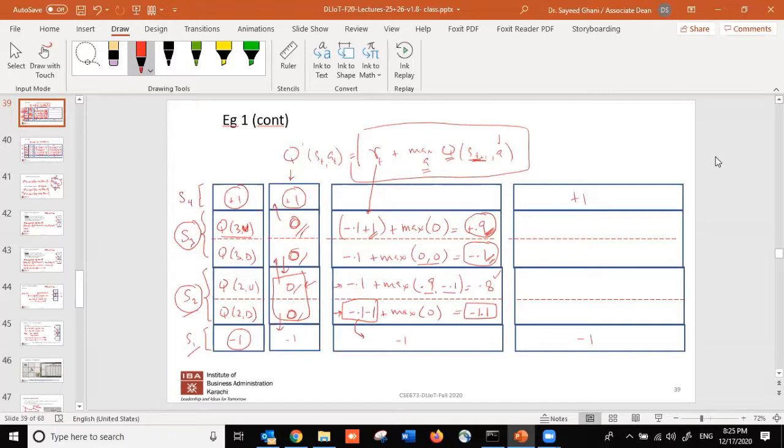So this was the first iteration. Now we're going to continue doing this. Sir, in the second row, I did not understand the max of 0, 0 part. Which two zeros? Okay, so let me draw it. These are these two zeros.